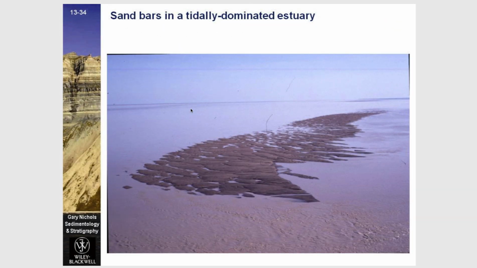Some examples again of these sandbars in a tidally dominated estuary. So you can see the erosive effects of the current. Originally this was a sand spit that has been eroded away and remolded into more elongated sandbars, or midbars, that are oriented consistently with the prevalent direction of the current.